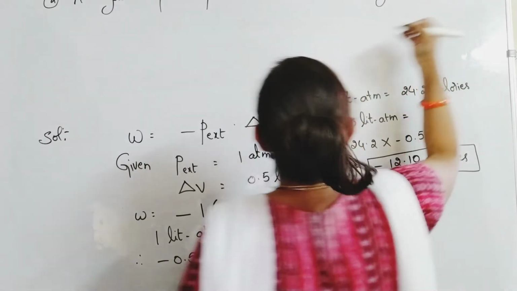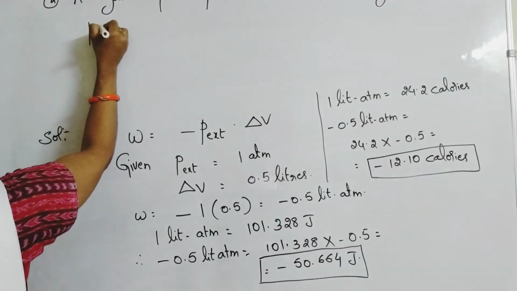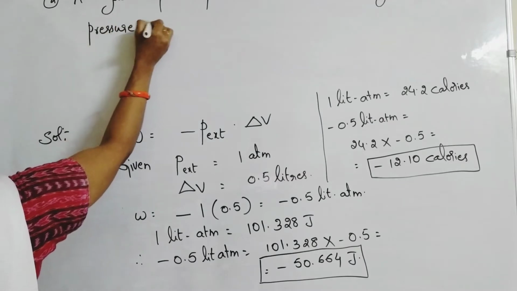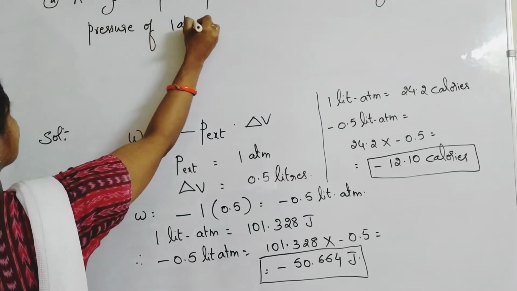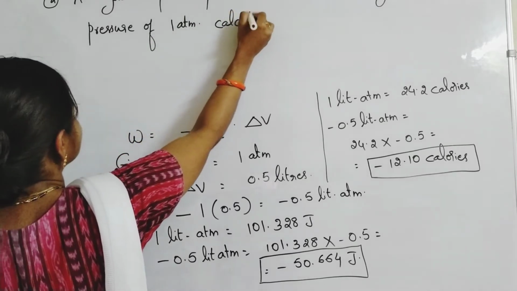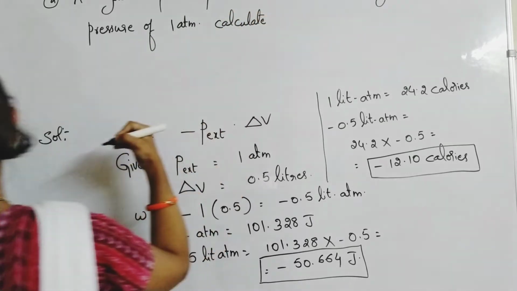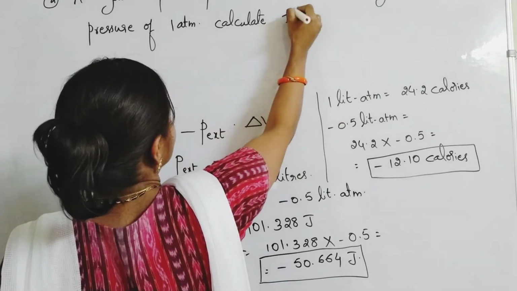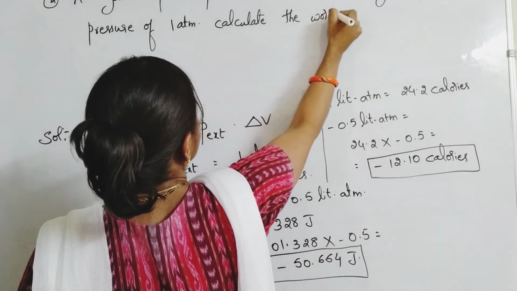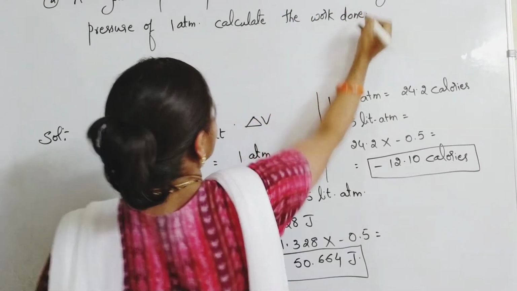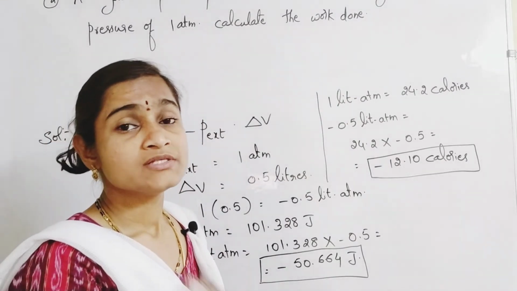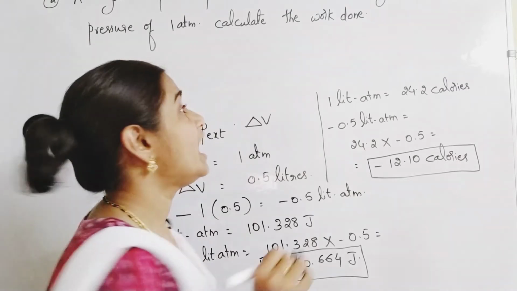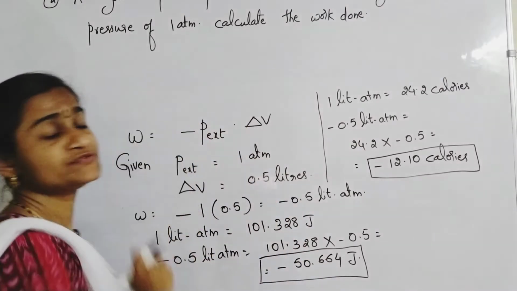1 atmosphere. Calculate the work done. Here the initial volume and final volume are given, so you have to find the delta V, and the pressure is given as 1 atmosphere.